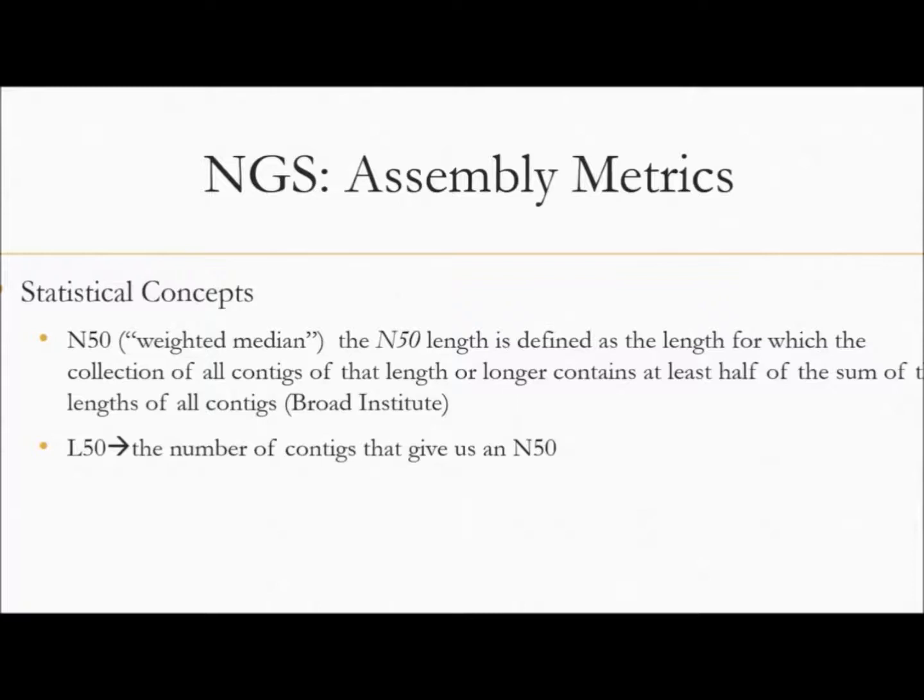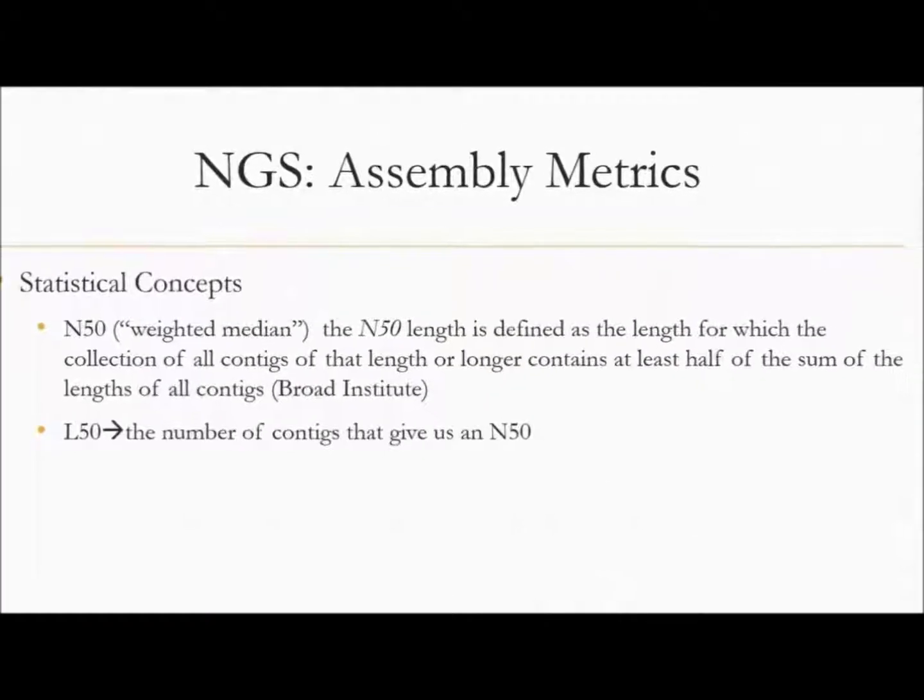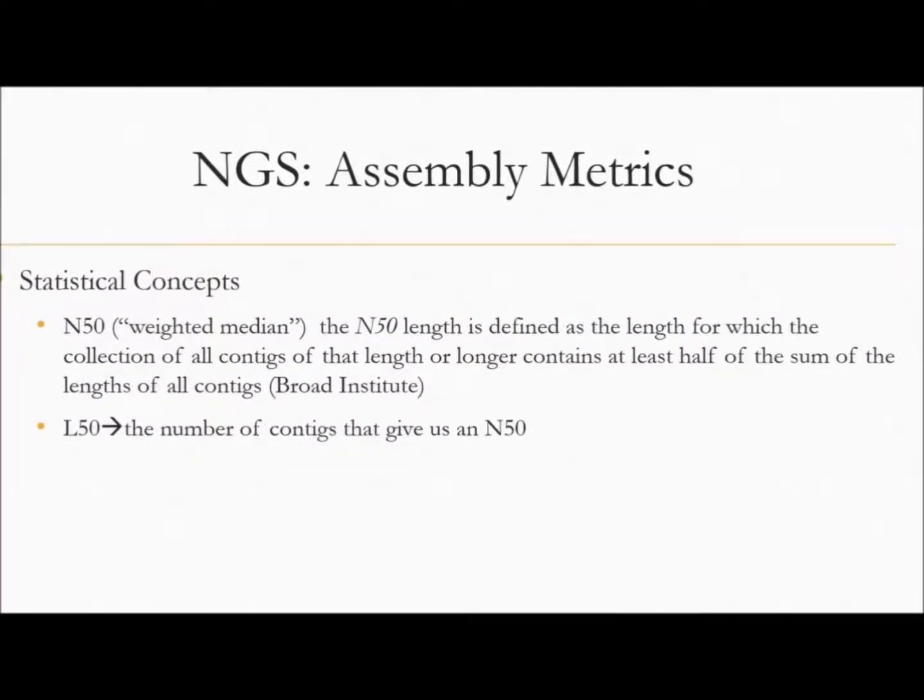You remember from any discussion of the median, especially from the introductory statistics class, that you place your measurements in ascending or descending order, and the middlemost number is your median. In this case, the N50 is a bit of a weighted median. If you look at all the kilobase pairs in a particular contig, the contig length at which the contigs contain more than half the sum is called the N50 length. It's a weighted median, and the number of contigs which give us an N50 is called L50.